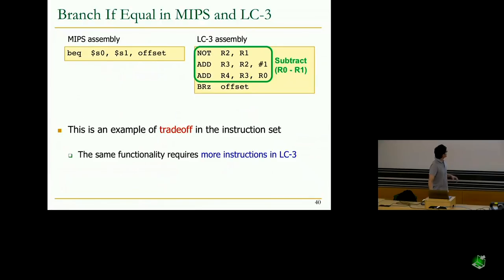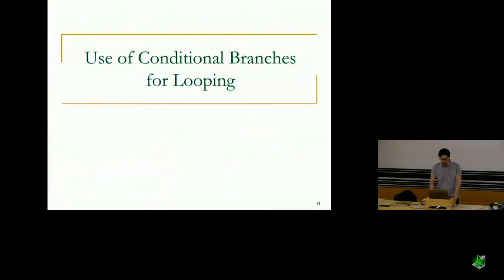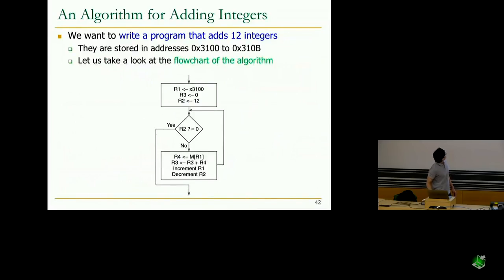But as I said, there's a trade-off here: same functionality with more instructions in LC3, but obviously the control logic will require more complexity in MIPS. Let's actually take a look at this example on conditional branches for looping. We want to write a program that adds 12 integers. These 12 integers are stored in memory, in addresses starting at address 3100. So this is the flow chart of the algorithm.